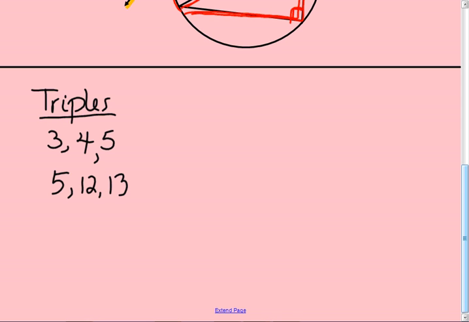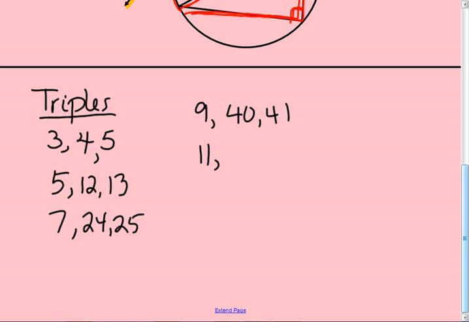I don't know if they went through this with your other teachers, but I did. So if you have 7, you go 49, which is about 50. Half of 50 is 25, so this is 24, 25. Well, it's half of 49, I can't do half of 49. So what's 9? Square 9. 81. Which is 40, 41. That's right. Then I forgot to do the 11s. You know what 11 squared is? 121. 60 and 61.